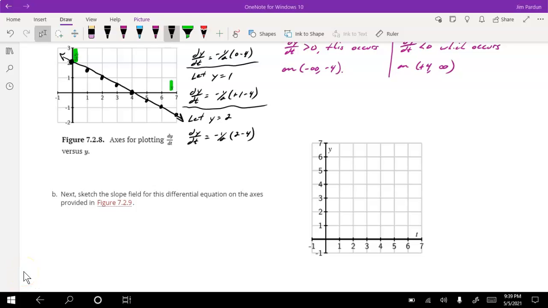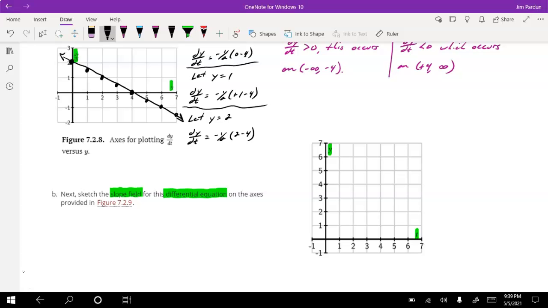So now in part B, they want us to sketch a slope field for the differential equation on the axis. Now notice that here the y-axis is what we normally know as the y-axis, and the t-axis is here. So now we're looking to find a slope field for the actual function of y. And we're going to refer to our answer in part A to get these slope values.